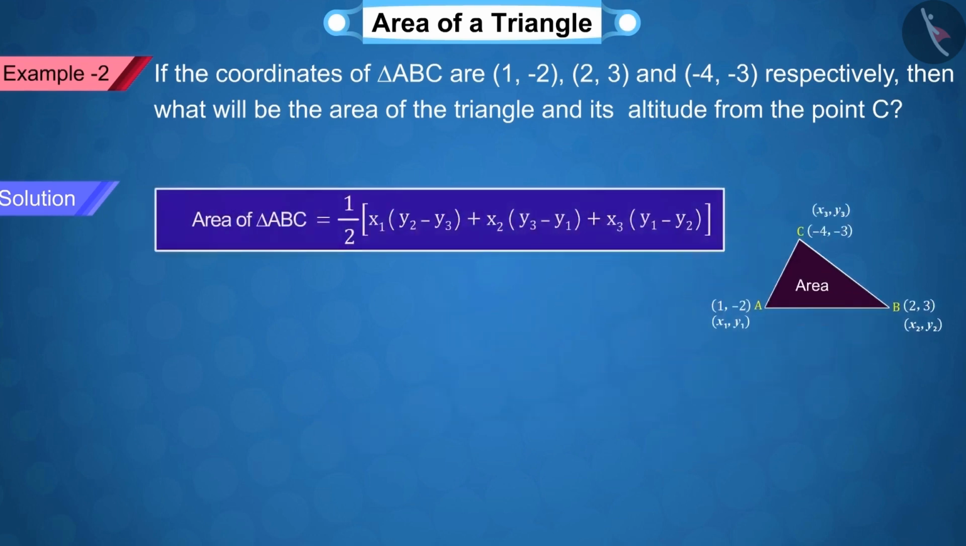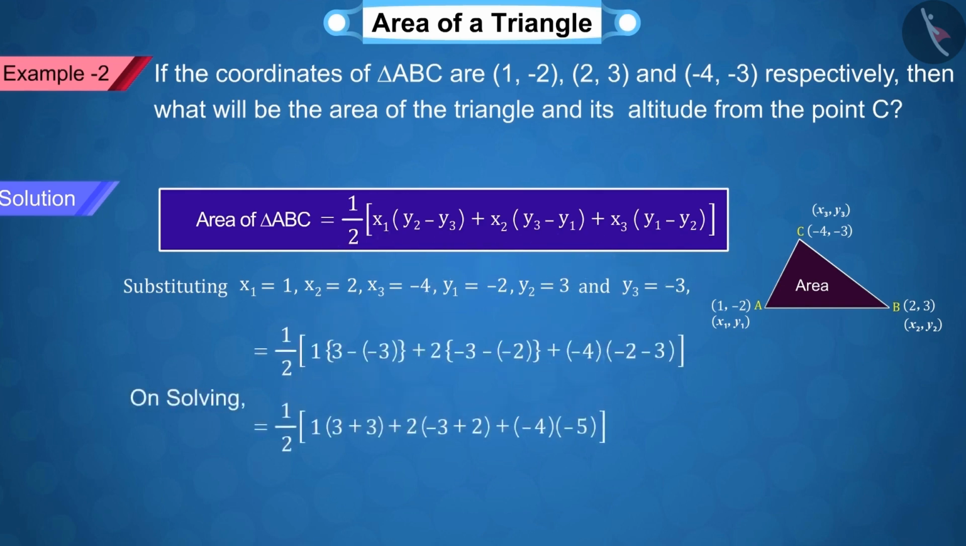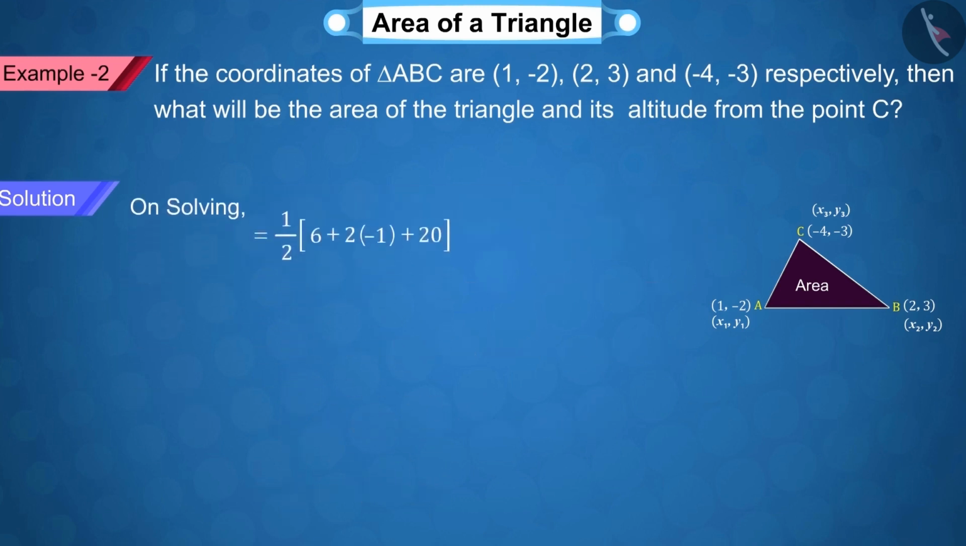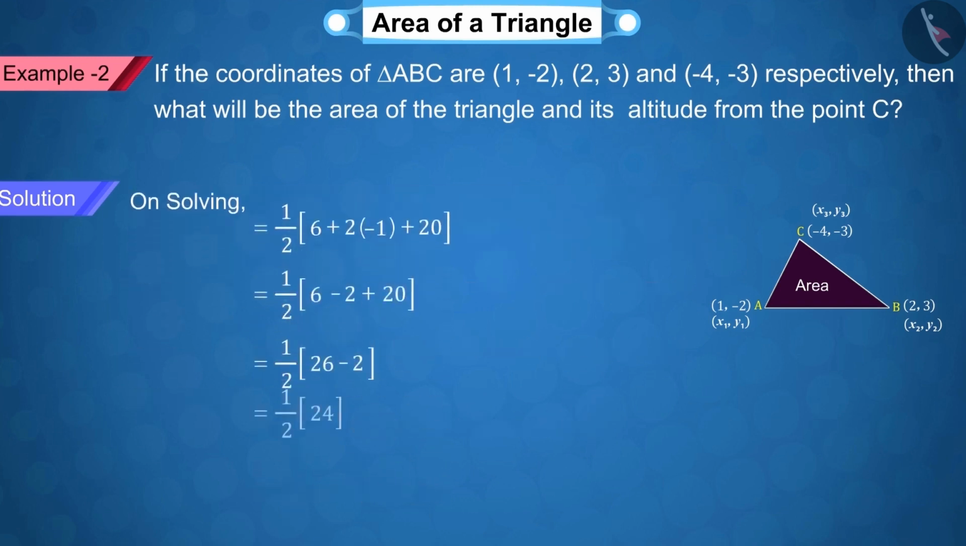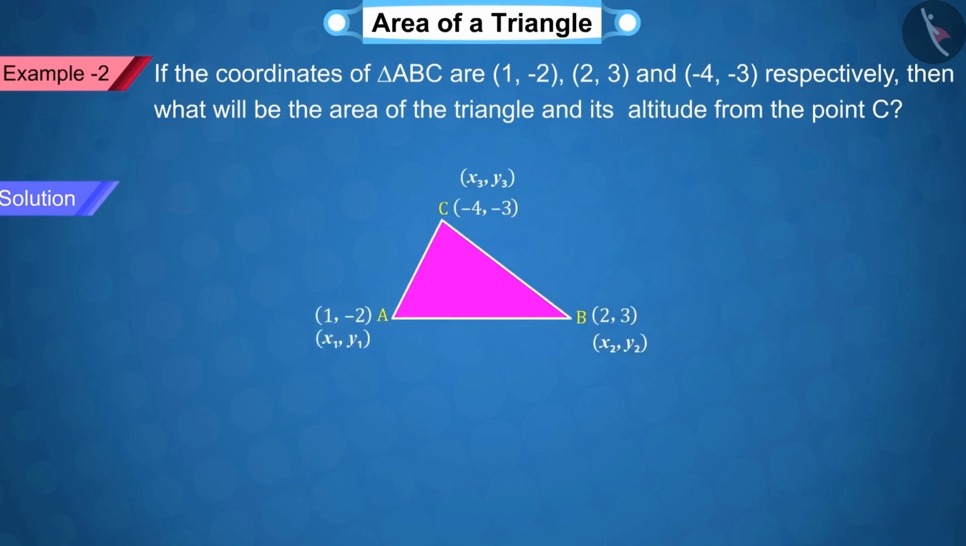Correct. Substituting all these values in the formula of the area of a triangle. On solving, we get the area of triangle ABC as 12 square units, which is represented by equation 1, because we have found the area of this triangle. Now, can you guess how will we find the height, that is, the altitude of this triangle?